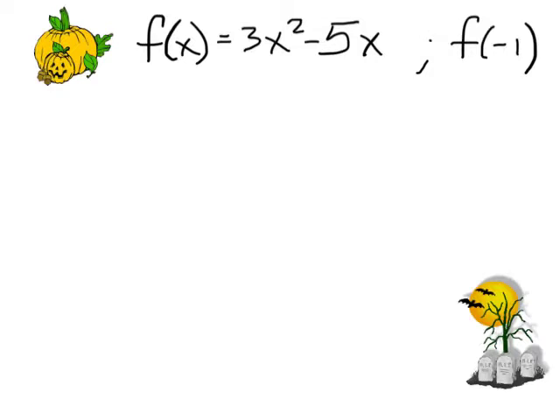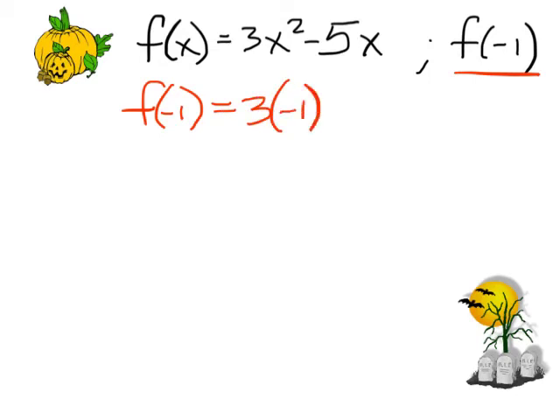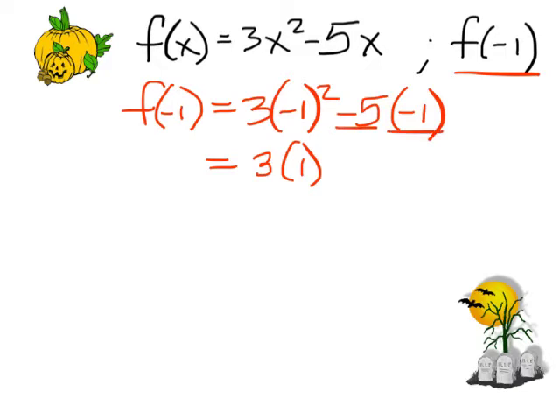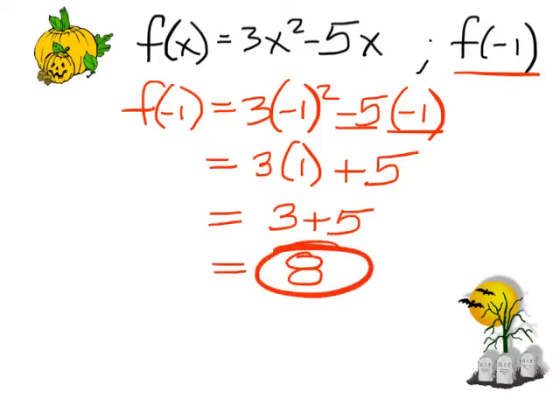Example number 4. F of x equals 3x squared minus 5x. We have to find f of -1. So f of -1 is going to be 3 times -1 squared minus 5 times -1. -1 squared is 1. Minus 5 times -1 is going to be plus 5. 3 plus 5 gives us a final answer of 8.